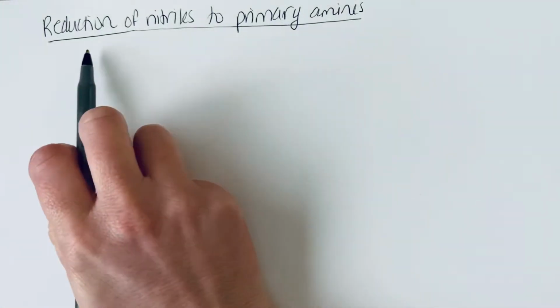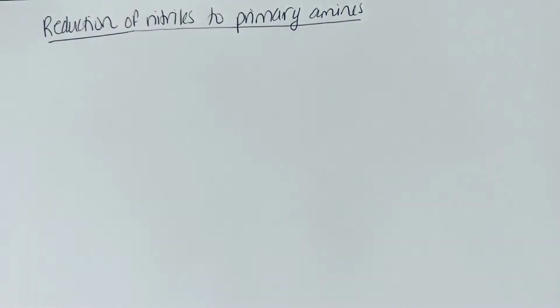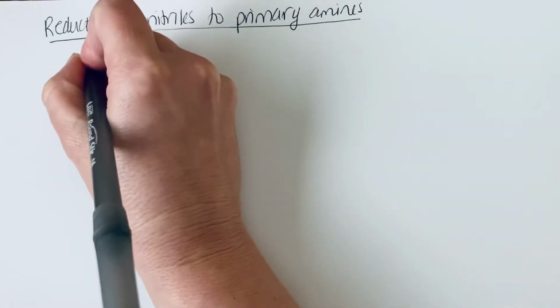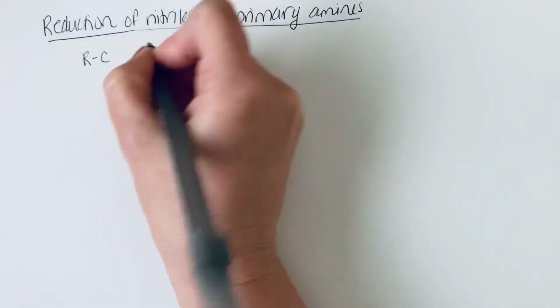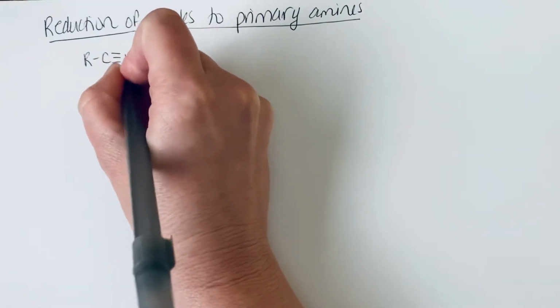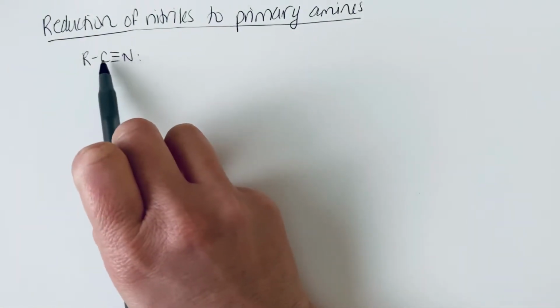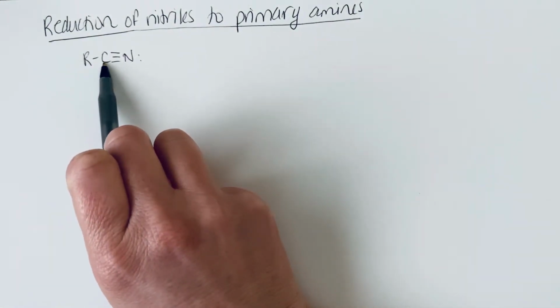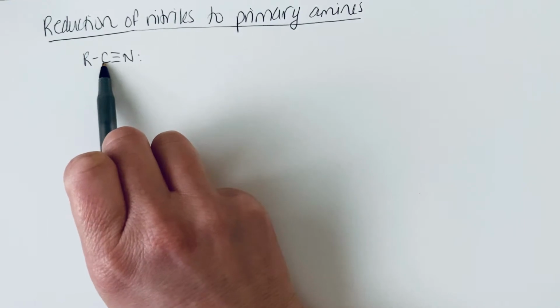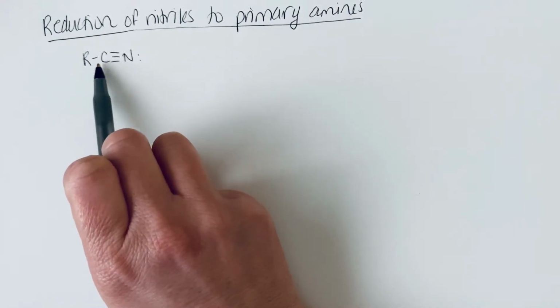In this video, we're going to take a look at the reduction of a nitrile to give a primary amine. So nitriles have this general structure where you have a carbon-nitrogen triple bond, and although they may not look similar to your other carboxylic acid derivatives, it is still a carboxylic acid derivative, and that's because this carbon atom here of the nitrile is in the same oxidation state as all of your other carboxylic acid derivatives.